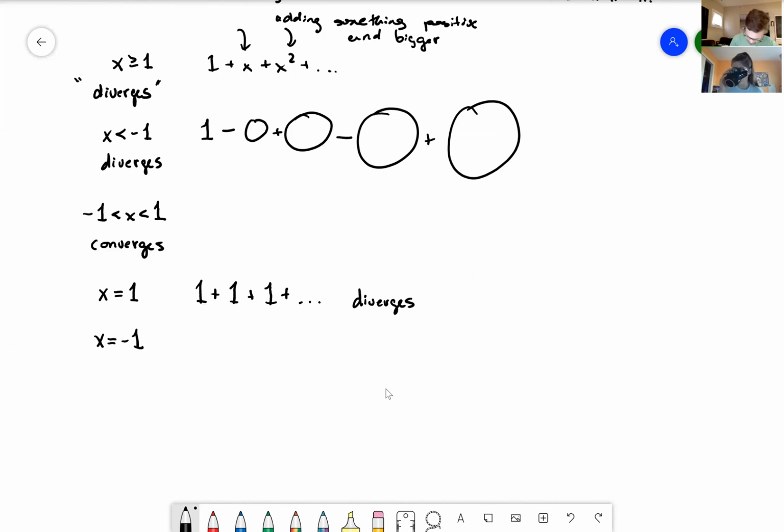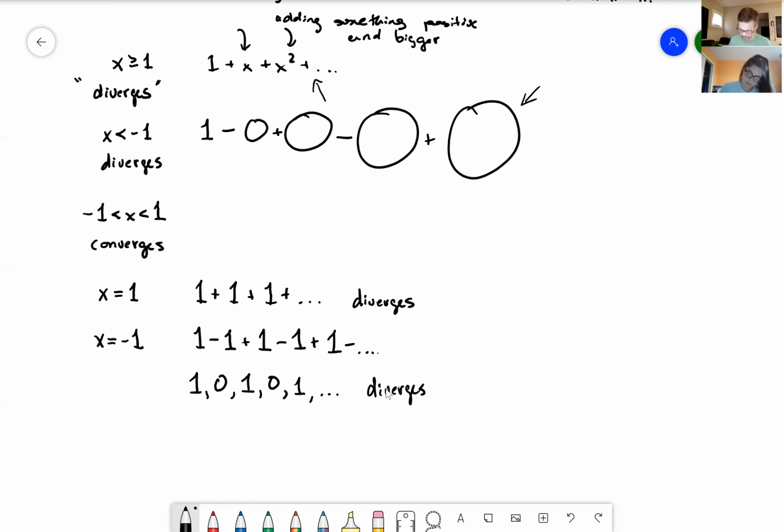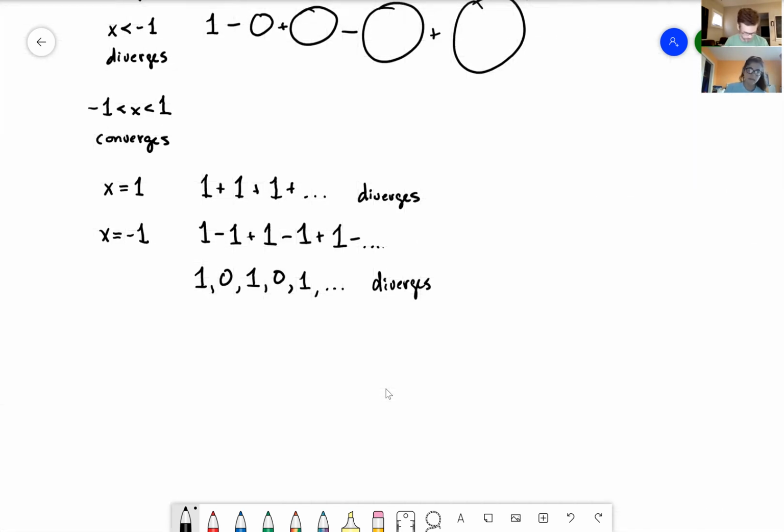x equals -1 is a little bit different. We get 1 minus 1 plus 1 minus 1 plus 1 minus, and so on. And the sequence of partial sums here are 1, 0, 1, 0, 1, and so on. So this doesn't settle down to anything. However, it doesn't blow up to infinity, and it doesn't blow up to negative infinity. It just kind of oscillates back and forth. So we also say that this thing diverges because we have a very strict definition of what it means to converge. And that is only if the sequence of partial sums settles down to a single value. So it's the only time we're going to give this thing meaning. We'll see in just a moment that maybe that's a little too strict, but it's what we're going to stick with.